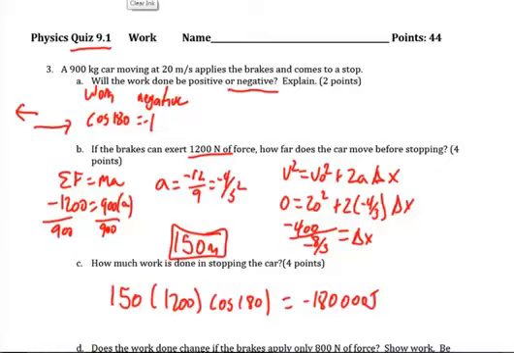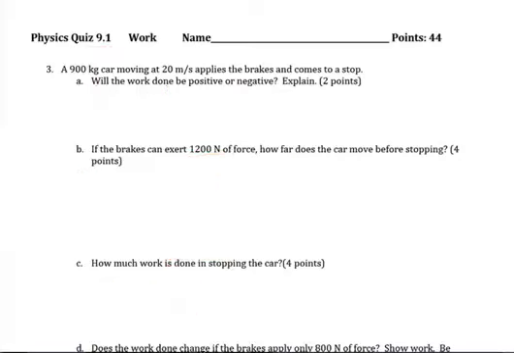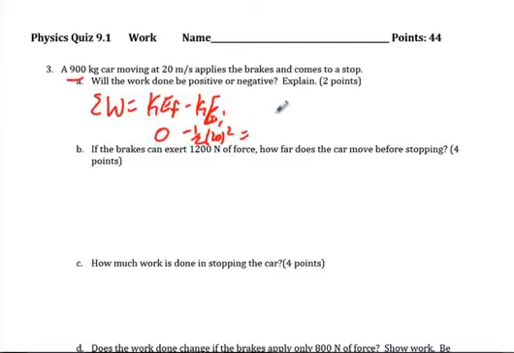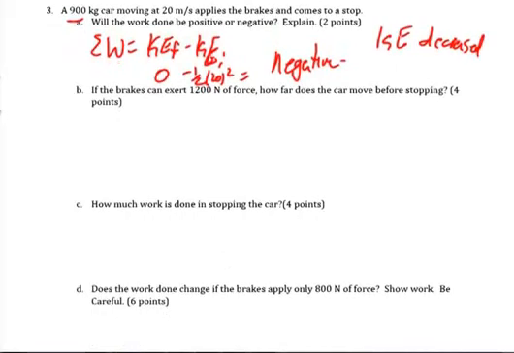So I'm going to go ahead and clear all this stuff, and we're going to go with this the other way. Will the work done be positive or negative? Well, let's see. Net work equals change in kinetic energy, so final kinetic energy minus initial kinetic energy. My final kinetic energy is 0. My initial kinetic energy is 1/2 times 20 squared, which is decidedly not 0. So this is negative because KE decreased. Anytime something slows down, it's losing kinetic energy, the work is negative.